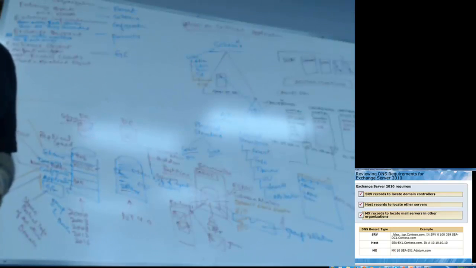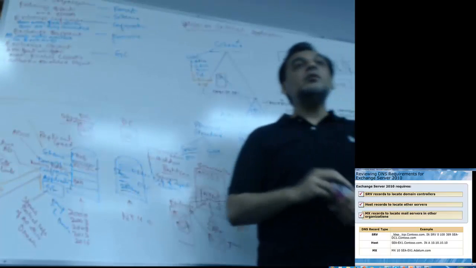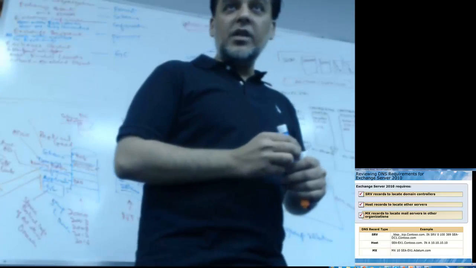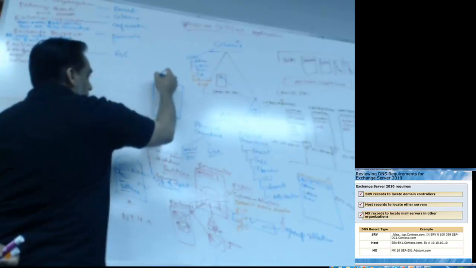Okay, just 2 more slides here. So now the second thing is Exchange heavily relies on records in DNS. Now in DNS, if we remember, there are many different types of records. So this is, let's say, a DNS server. Let's quickly see a DNS server. Now what is in a DNS server?